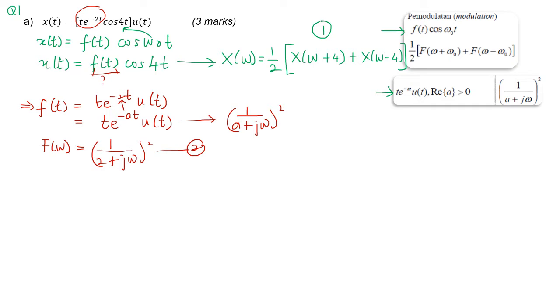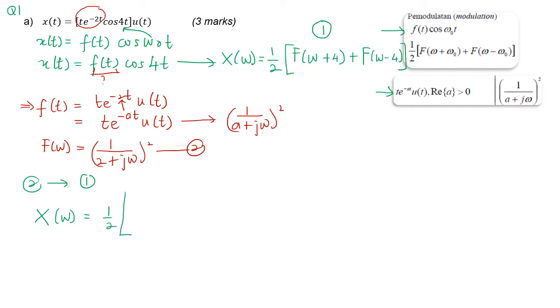Now to solve the equation, the main equation is x(t), so you'll get X(omega). You need to replace equation 2 into 1. Therefore, X(omega) equal to 1 over 2 [F(omega plus 4) plus F(omega minus 4)].